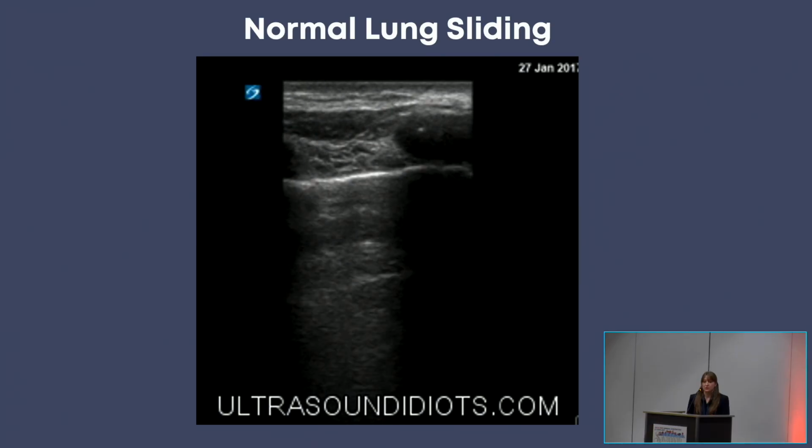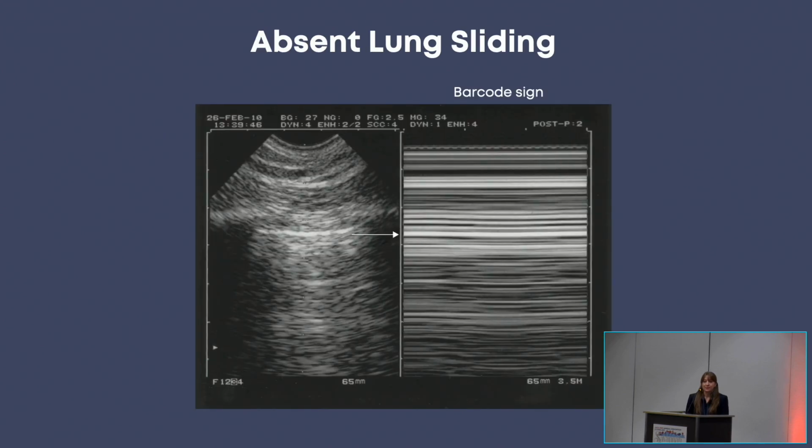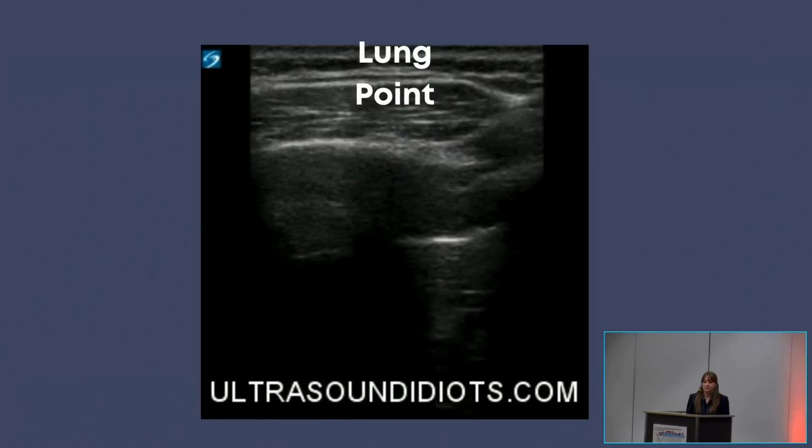And of course, as you guys know, this is what normal lung sliding looks like. When you use the M mode cursor, and we can show you how to do this in the demonstration, with normal sliding you're going to see that nice sandy beach sign, or some people call it seashore sign. So that's what this is demonstrating. And then, of course, if there's no lung sliding on your exam, you're not going to see that motion below the pleura, and so it's all going to be these straight lines, and we call that barcode sign.